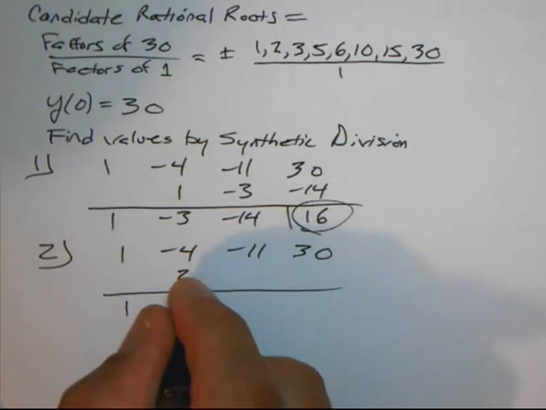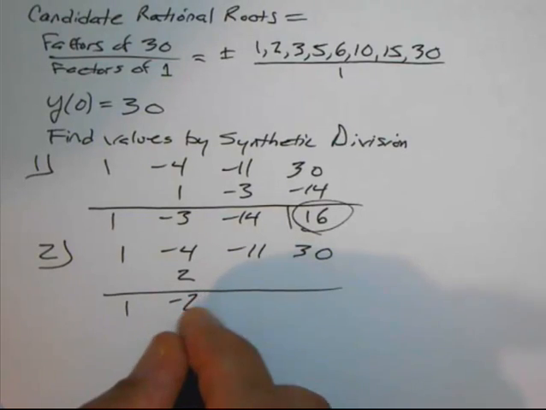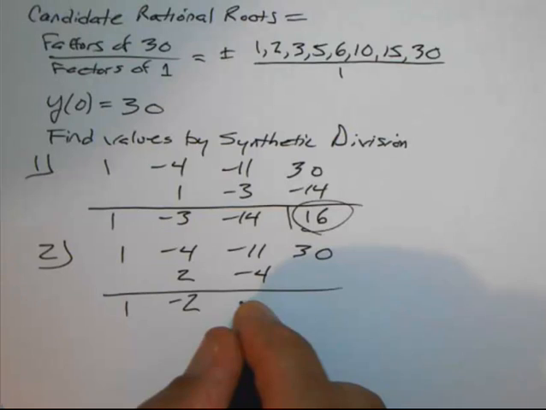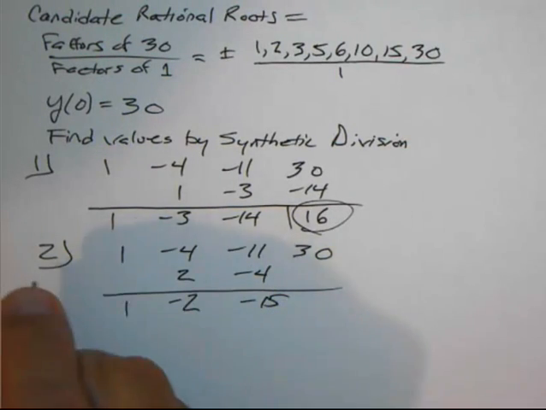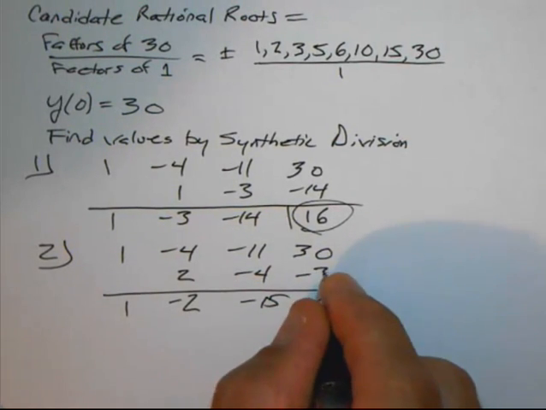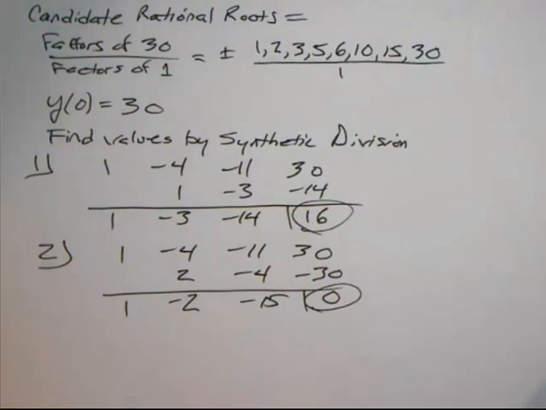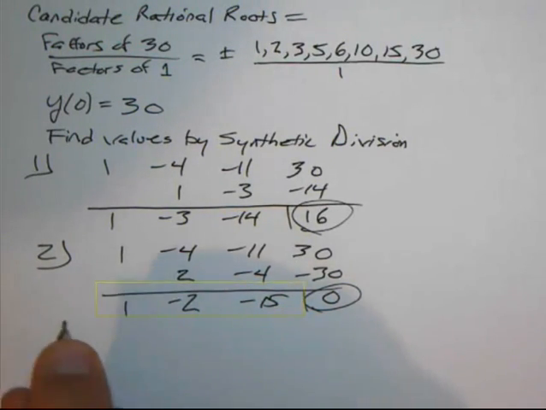The space, and drop the 1 down to begin. 2 times 1 is 2. Add the column, negative 2. 2 by negative 2, negative 4. Add the column, negative 15. 2 by negative 15, negative 30. Add the column, 0. There we go. So, we have found that x equals 2 is a solution to our polynomial equation, and we've already got the division completed, dividing the polynomial by x minus 2.